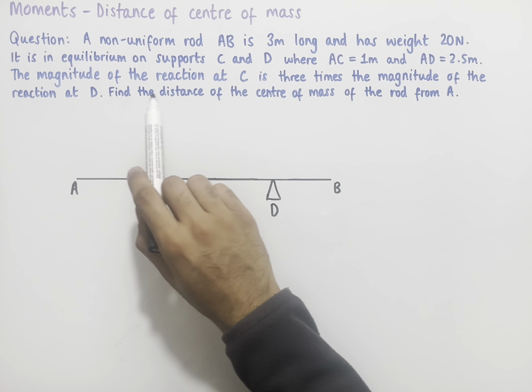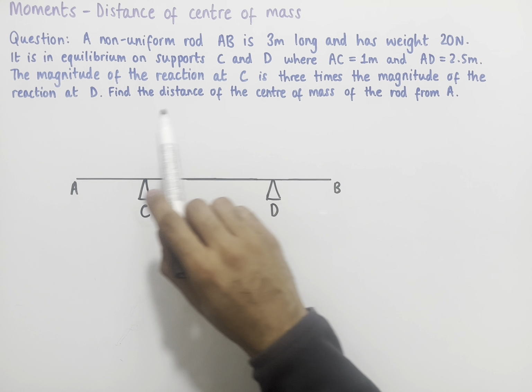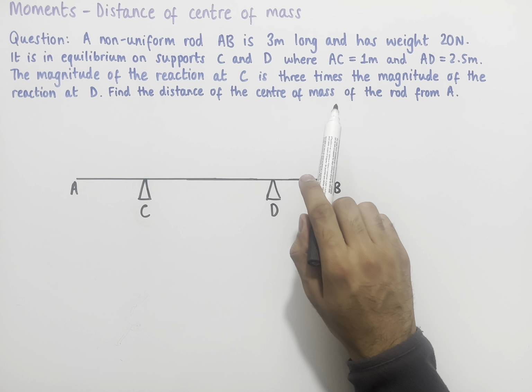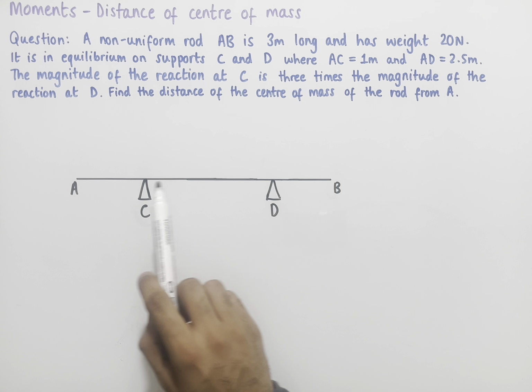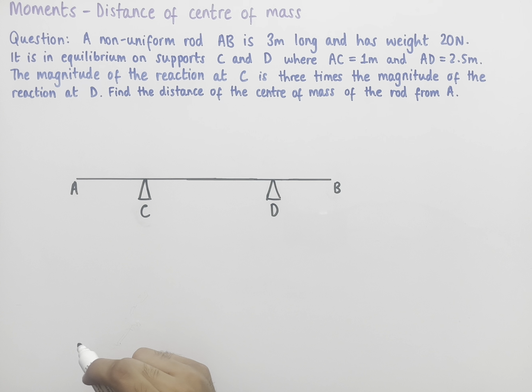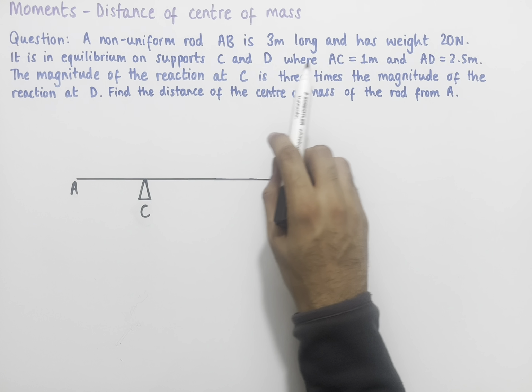The magnitude of the reaction at C is 3 times the magnitude of the reaction at D. Find the distance of the center of mass of the rod from A. And here we have a diagram of the rod. First thing we can do is annotate this with the relevant values that we've been given.